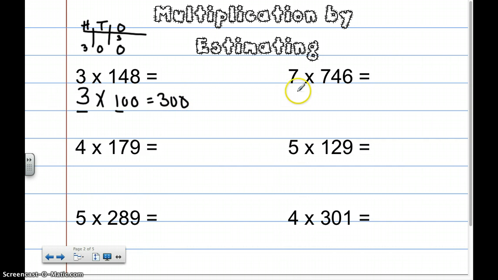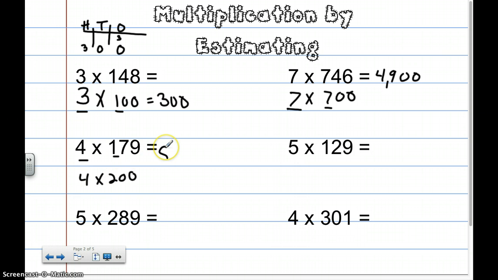So that's why we put 2 zeros behind it. Let's look at 7 times 746. So I'm going to do 7 times 700. I know what 7 times 7 is, which is 49. And then I'm going to place 2 zeros behind it. So that gives me 4,900. 4 times 179. So I'm going to do 4 times 200. And I know 4 times 2 is 8. And then I'm going to place 2 zeros behind the end. So my answer is 800.